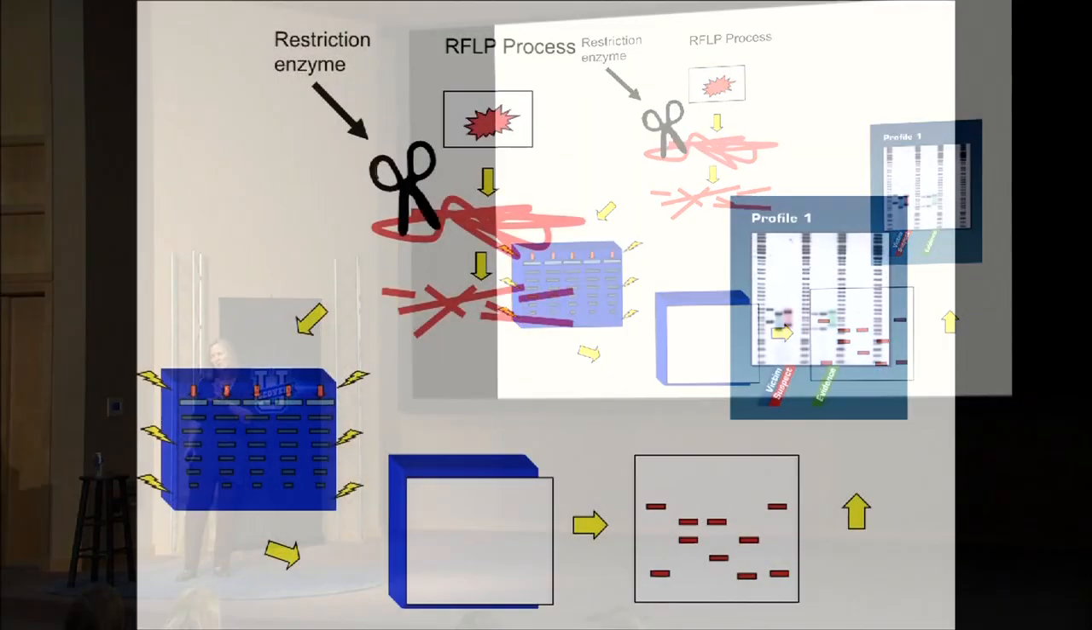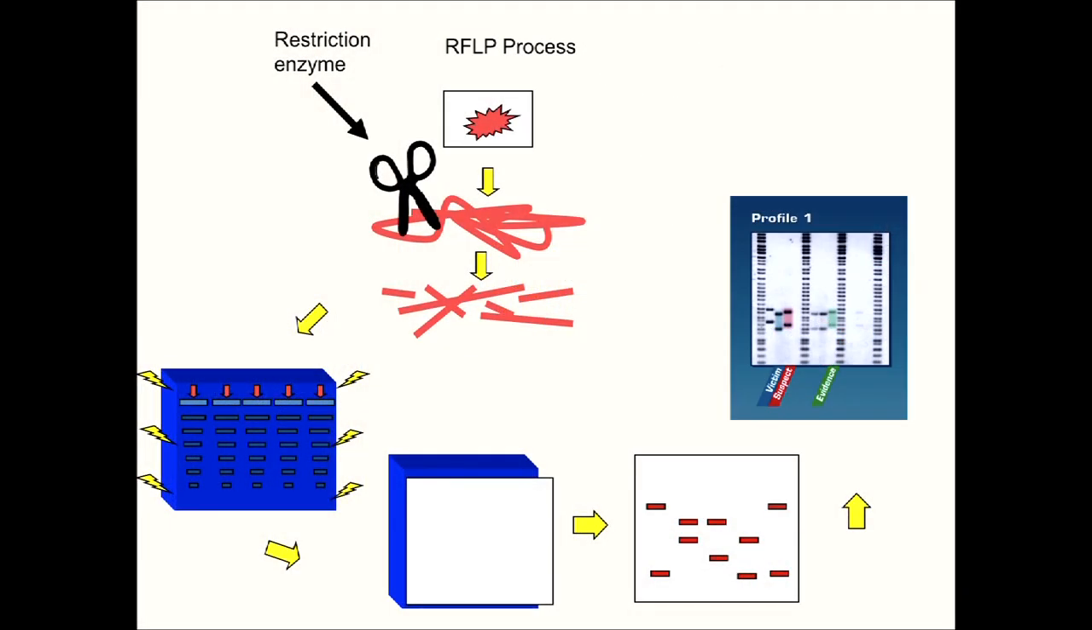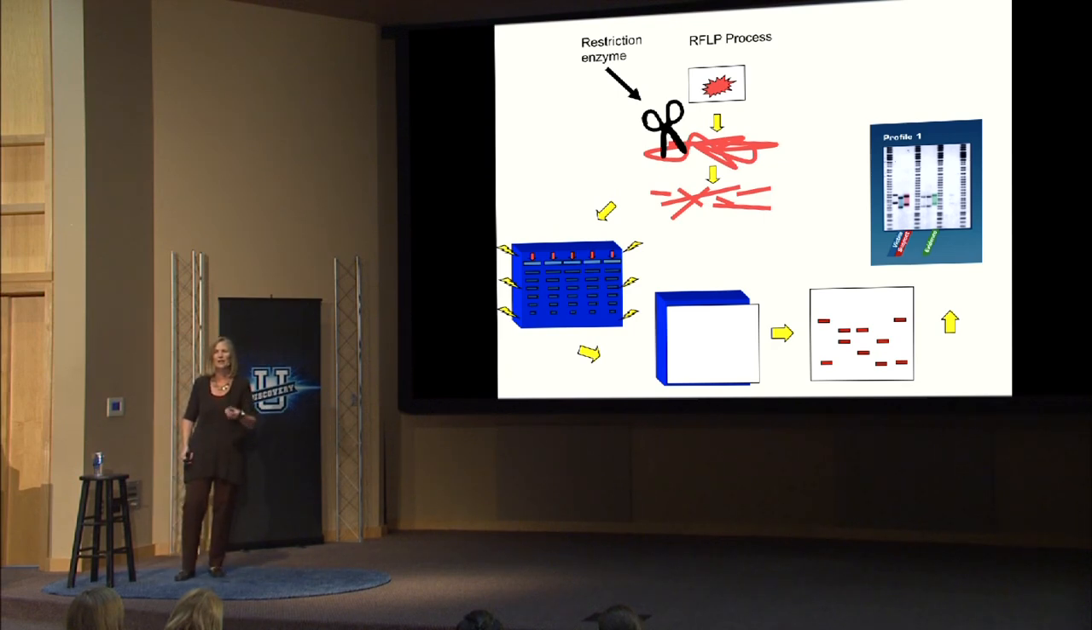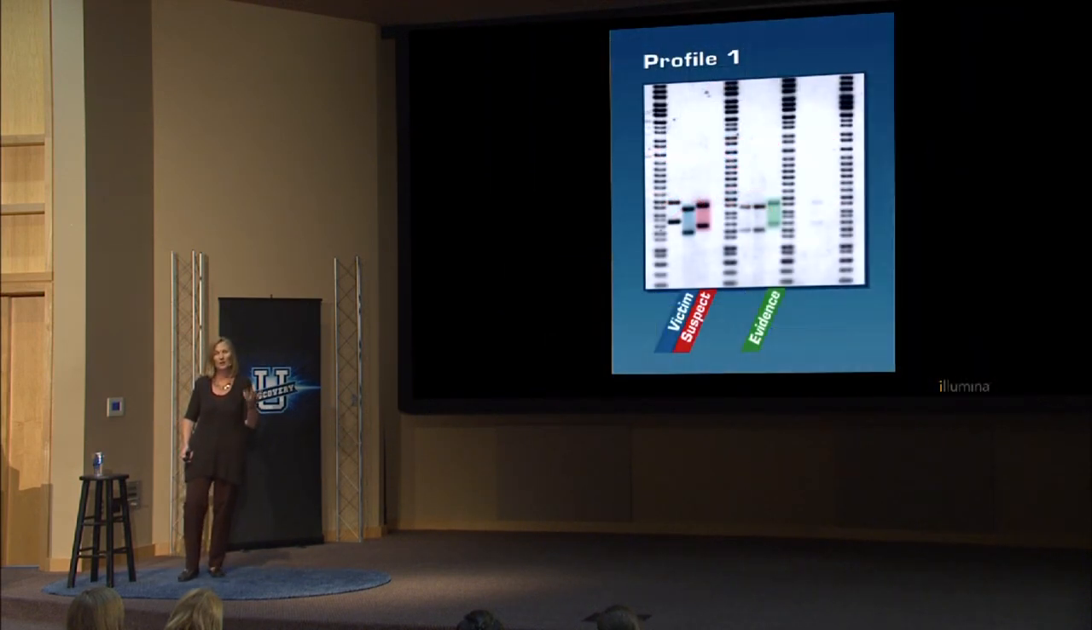Now, the problem with this process was you needed a lot of DNA. You needed between 50 and 100 nanograms, and that DNA had to be very high quality, because if Mother Nature had gotten to the DNA ahead of you and had chewed it up, then that initial step of cutting it with the restriction enzyme would fail. It was also a long and laborious process. To get to that final profile that you see up there in blue, it would take me maybe 7 days or 10 days to develop the autorad. So this could take us weeks to get to our final results.